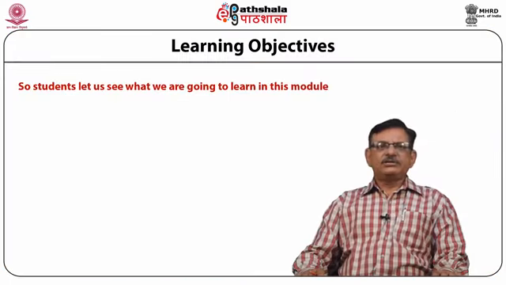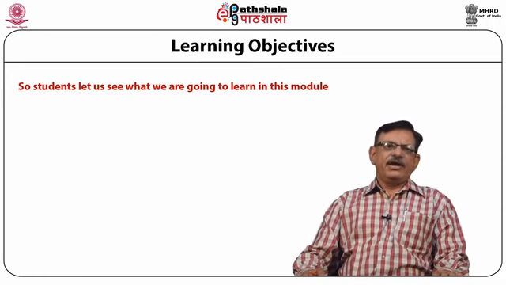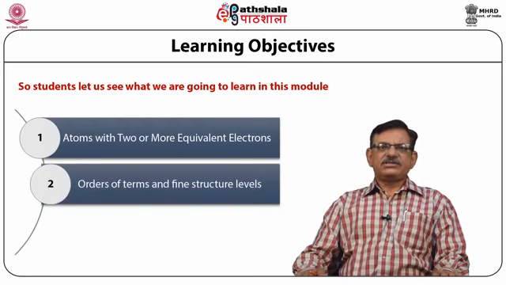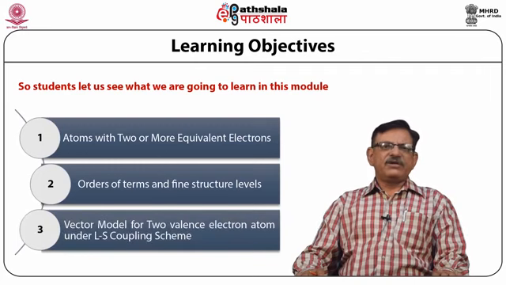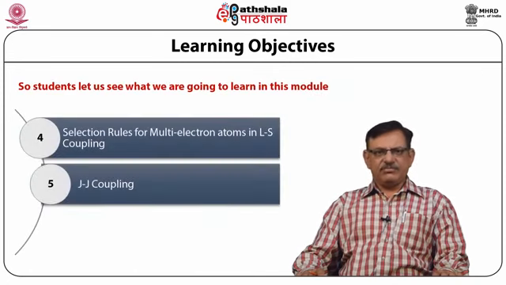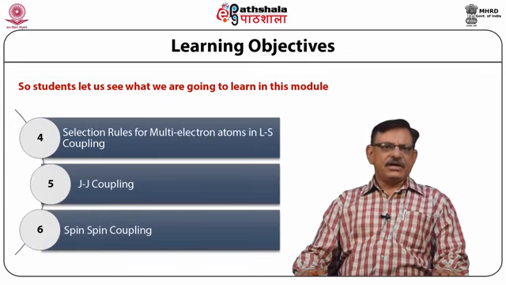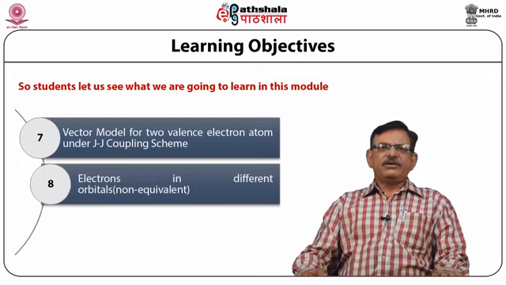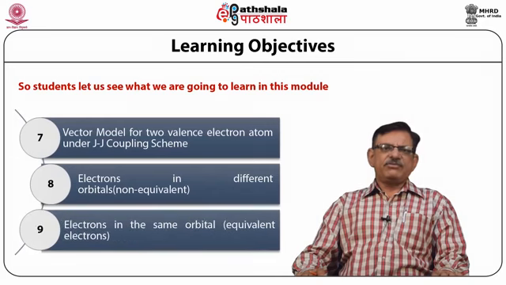You will be able to learn about the various coupling schemes, atoms with two or more equivalent electrons, orders of terms and fine structure levels, vector model for two-valence electron atom under the LS coupling scheme, selection rules for multi-electron atoms in LS coupling and JJ coupling, spin-spin coupling as well, vector model for two-valence electron atom under JJ coupling scheme, electrons in different orbitals as non-equivalent, and electrons in the same orbital, that means equivalent electrons.